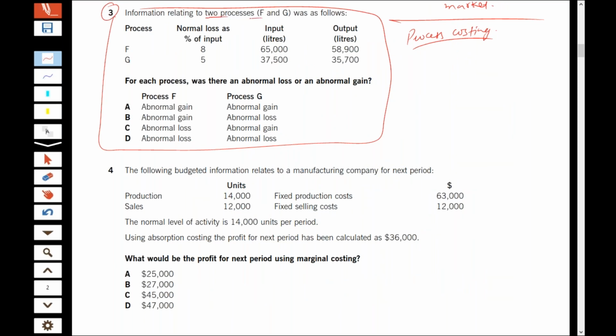Information relating to two processes, F and G, is as follows. For each process, what are an abnormal loss or abnormal gain?